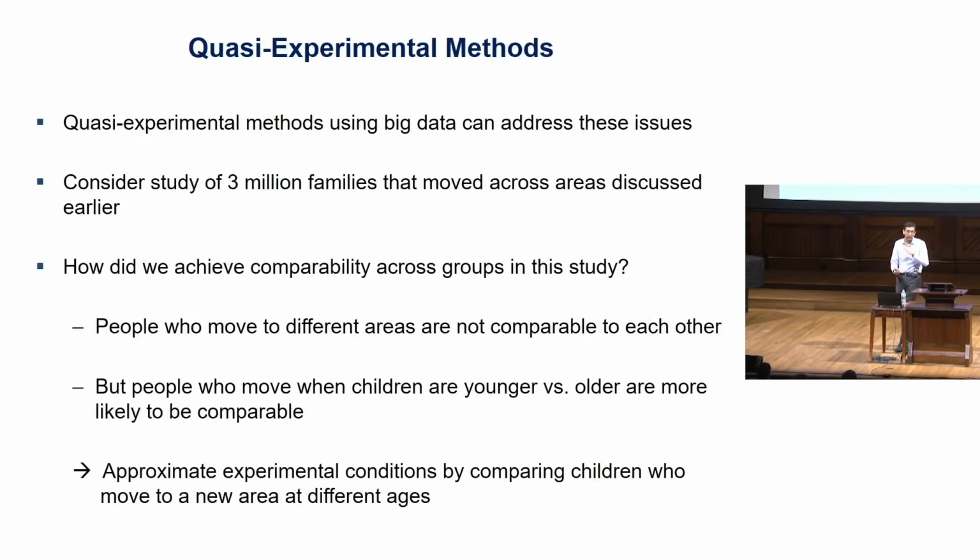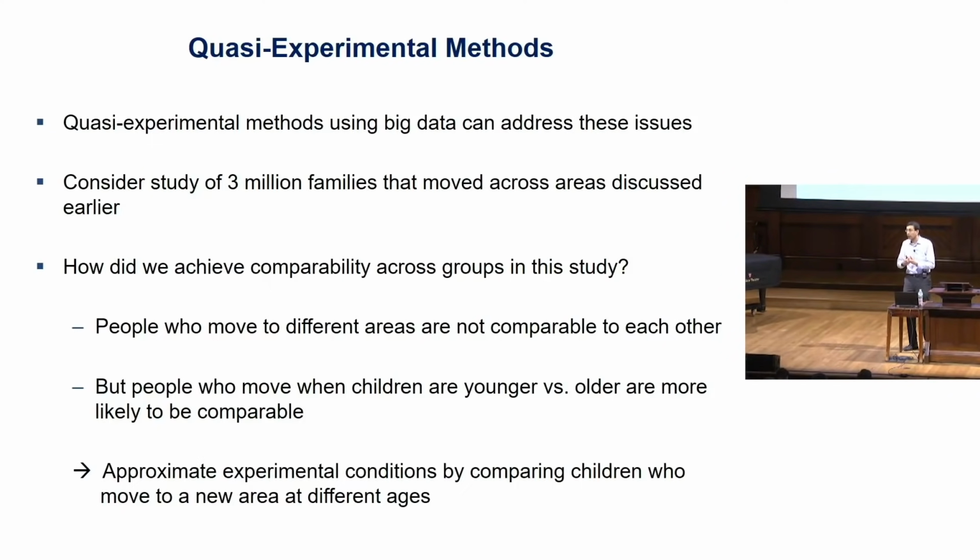Okay, now let's think about the converse of this. Quasi-experimental methods using big data can address some of the limitations that I just laid out. So the study of the 3 million families that moved across areas that we talked about a minute ago, how does that work? Fundamentally, the logic of that study is similar to the experiment. In an experiment, the way we achieve comparability across groups is through random assignment, by flipping a coin. In the quasi-experiment, similarly, we need some way to achieve comparability across the groups that we're studying.